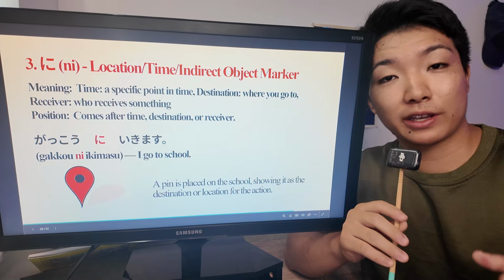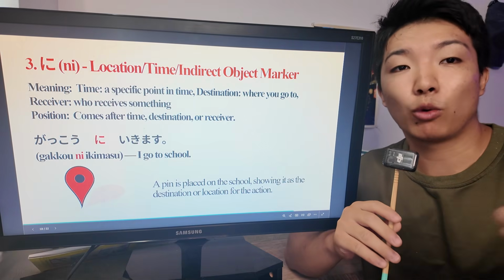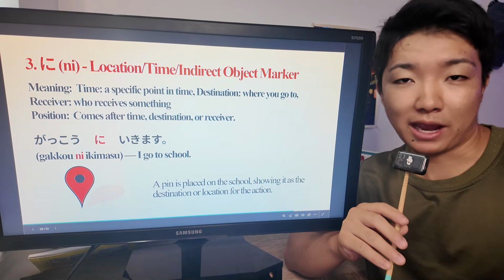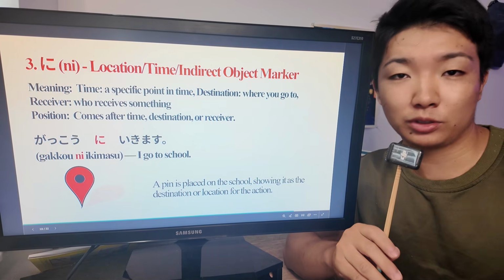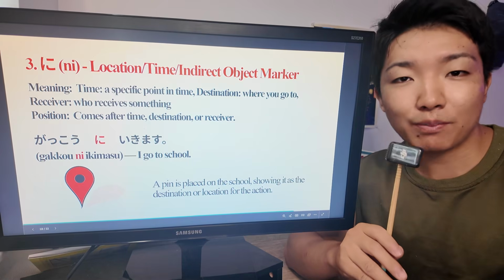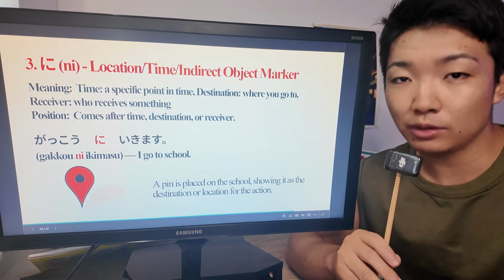So ni is really tricky. It can be a time particle, and it can be a location particle. So just pay attention. You don't need to remember everything right now. I'm going to make another video about particles. So just understand that the ni particle can be used with a time or location.